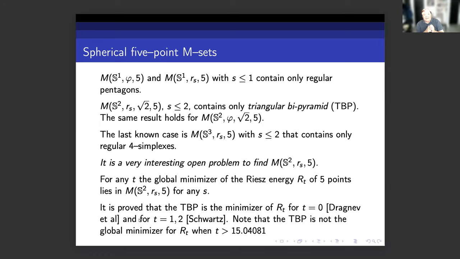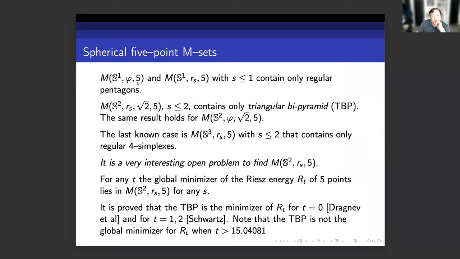And for five points, I told you that it was an open problem for maybe 30 or 40 years for the Thomson problem, and it was solved only in 2010 by Richard Schwartz. But for me it is extremely interesting how to solve the problem for five, because it is really a non-trivial case. What is known follows from previous results. We actually have three cases: a circle, two-sphere and three-sphere, that is, dimensions two, three and four.